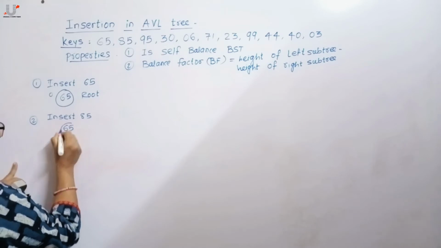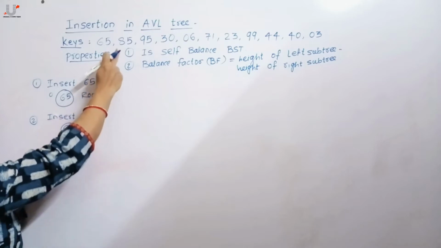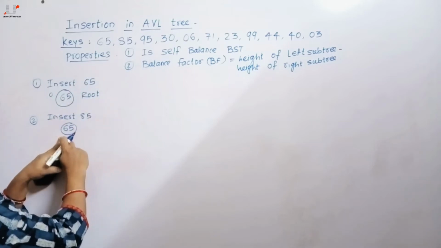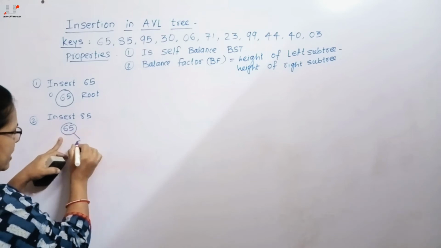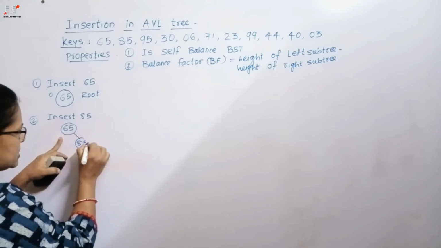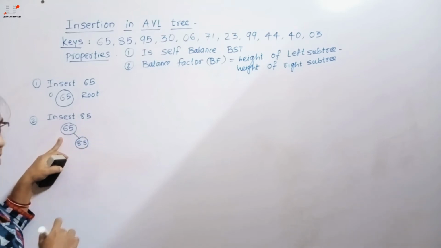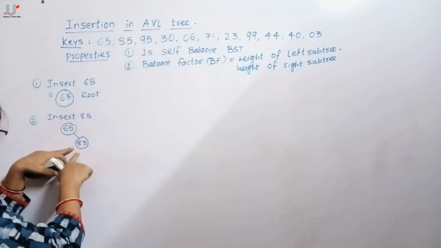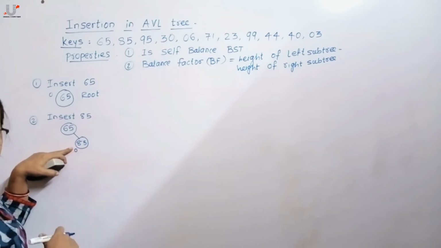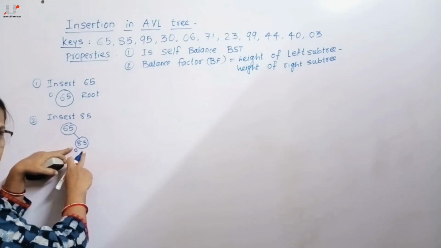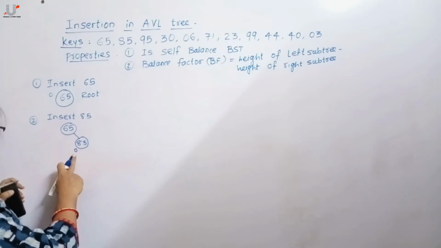Initially 65 is present in the AVL tree, so we compare the element with the root node. 85 is greater than the root node, so it gets added as the right child of 65. After insertion, again you have to check the balance factor. The balance factor for a leaf node is 0. A leaf node is a node that has no left and right subtree. So the balance factor for 85, a leaf node, is 0.